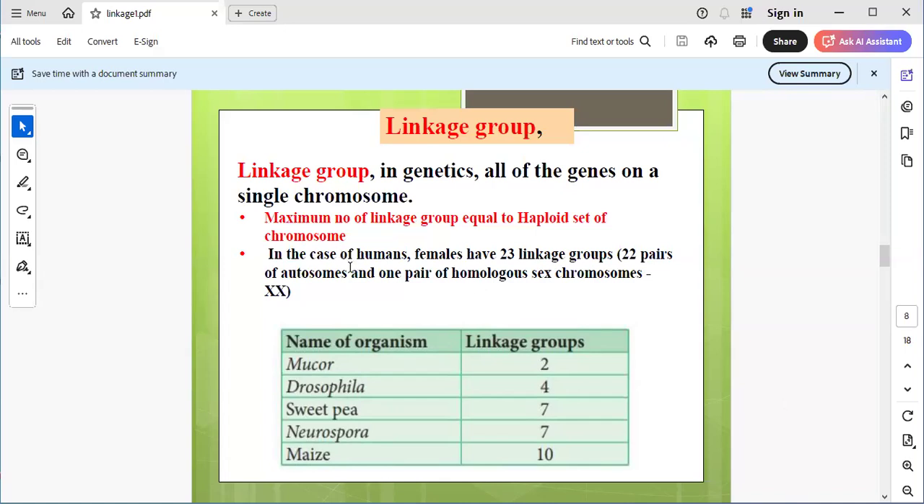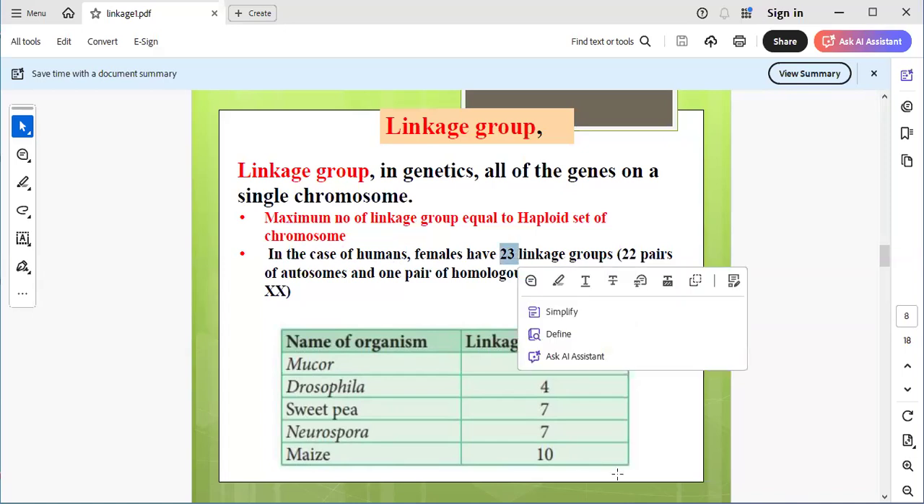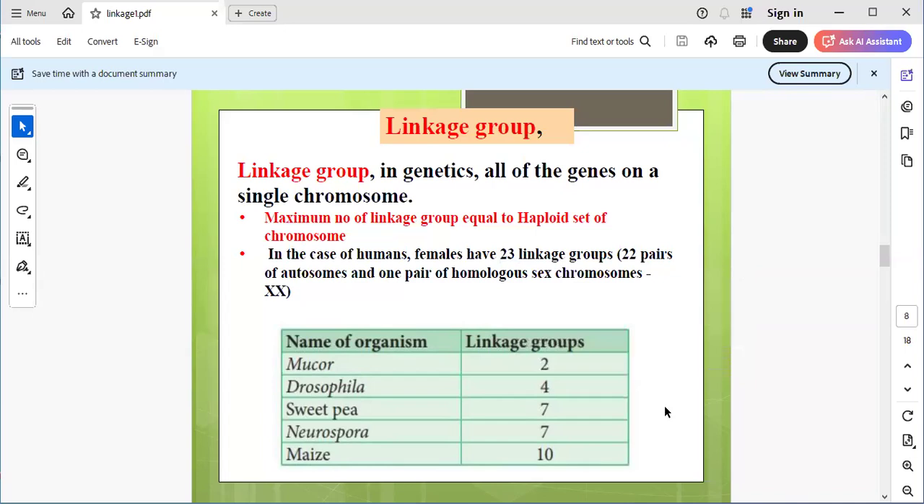In the case of humans, how many linkage groups are there? 23, sir. 23. In Pisum sativum, 7. Okay. 7. In maize, 10. Because 2x is equal to 20, x is equal to 10. So in Drosophila, we can say that is 4. We can say 4 linkage groups. So in this way, if any competitive examination asks how many linkage groups, that indicates the haploid set of chromosomes. Okay. Next.